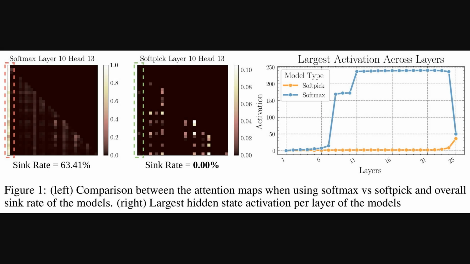Alright, so Figure 1 gives us a great visual comparison. On the left, we see attention maps from a specific layer and head. Notice how the standard Softmax map has this strong line down the left. That's the attention sync, hitting over 60%. Softpick's map? Much sparser, and zero sync. Then, the graph on the right shows largest activations across layers. Softmax activations really shoot up, while Softpick's remain significantly lower, much more controlled.